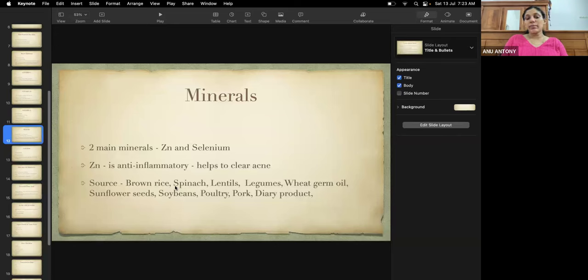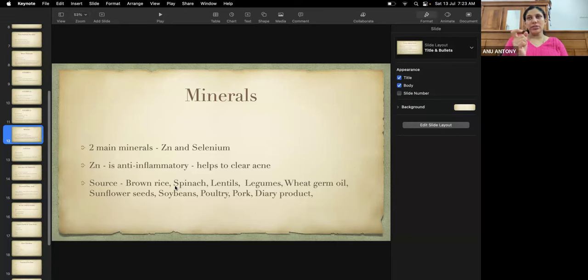Sunflower seeds, soya bean, poultry. Poultry means egg, chicken, all those things, pork and dairy products. These are the best sources of minerals. Here also, dairy products, pork and poultry are acne-triggering foods. So you have to see whether the consumption is required for your body, and the dosage.